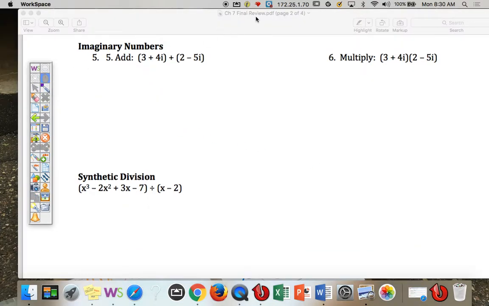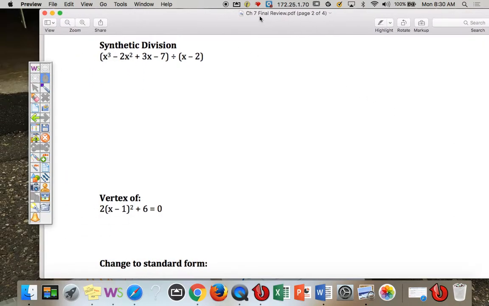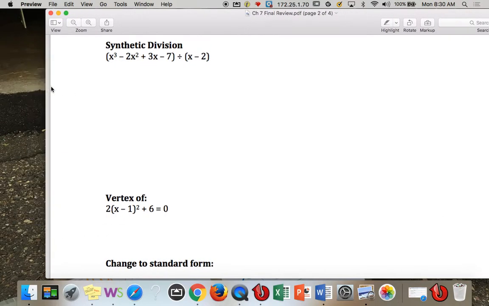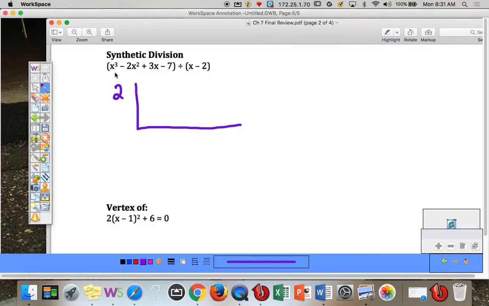We also learned synthetic division in this chapter, or in the chapter after that. So we'll take a look at this. We want to see if you can divide this x cubed minus 2x squared plus 3x minus 7 by x minus 2. Put the 0 on the outside, so the factor is x minus 2, the 0 is 2. Put your coefficients on the top.